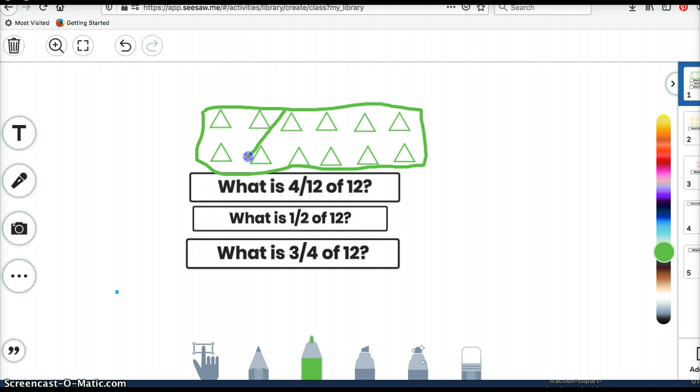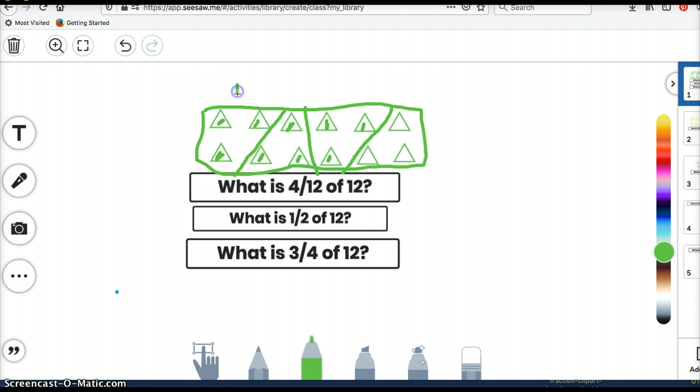So let's see here. 1, then we have 2, 3, 4. Here are my 4 equal groups. And I want 3 of the 4 equal groups. So this group is one group. Then I'm going to want this group, which makes it 2 groups. And then I want this group, which makes it 3 groups. So now I have my 3 groups up here.